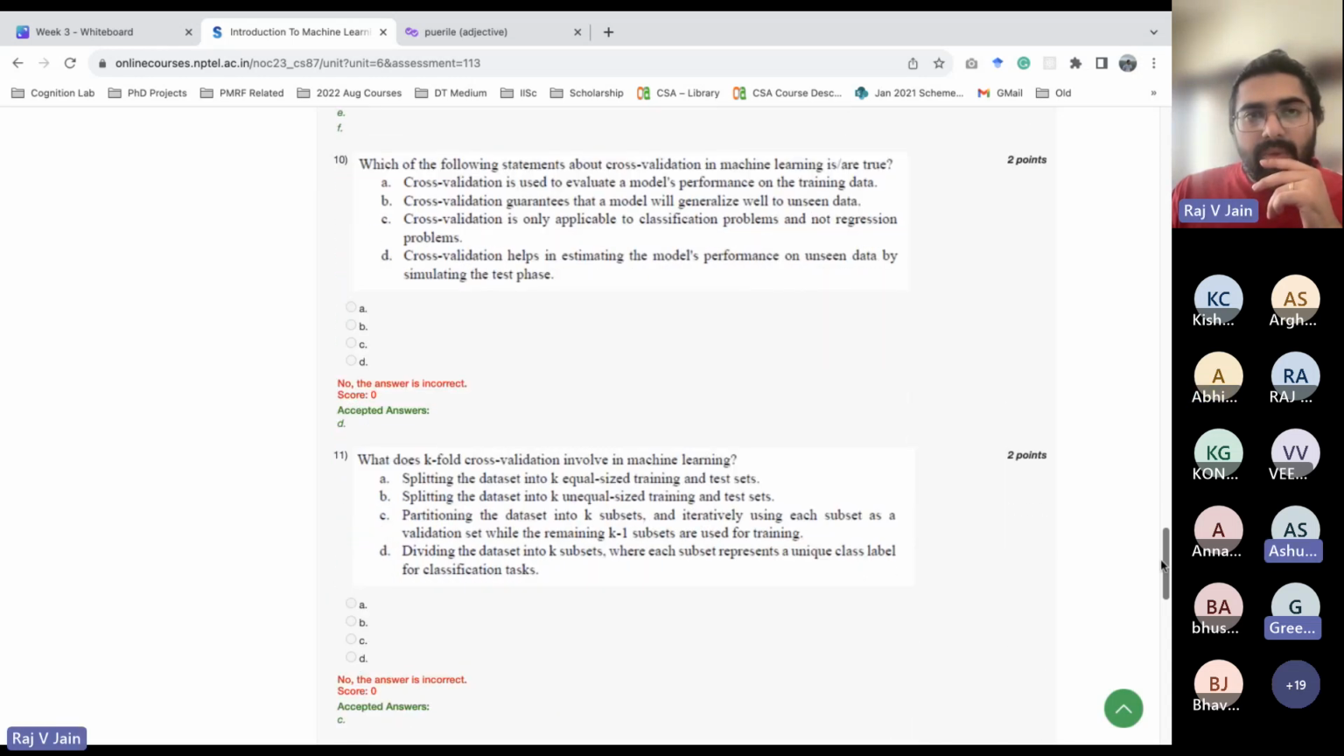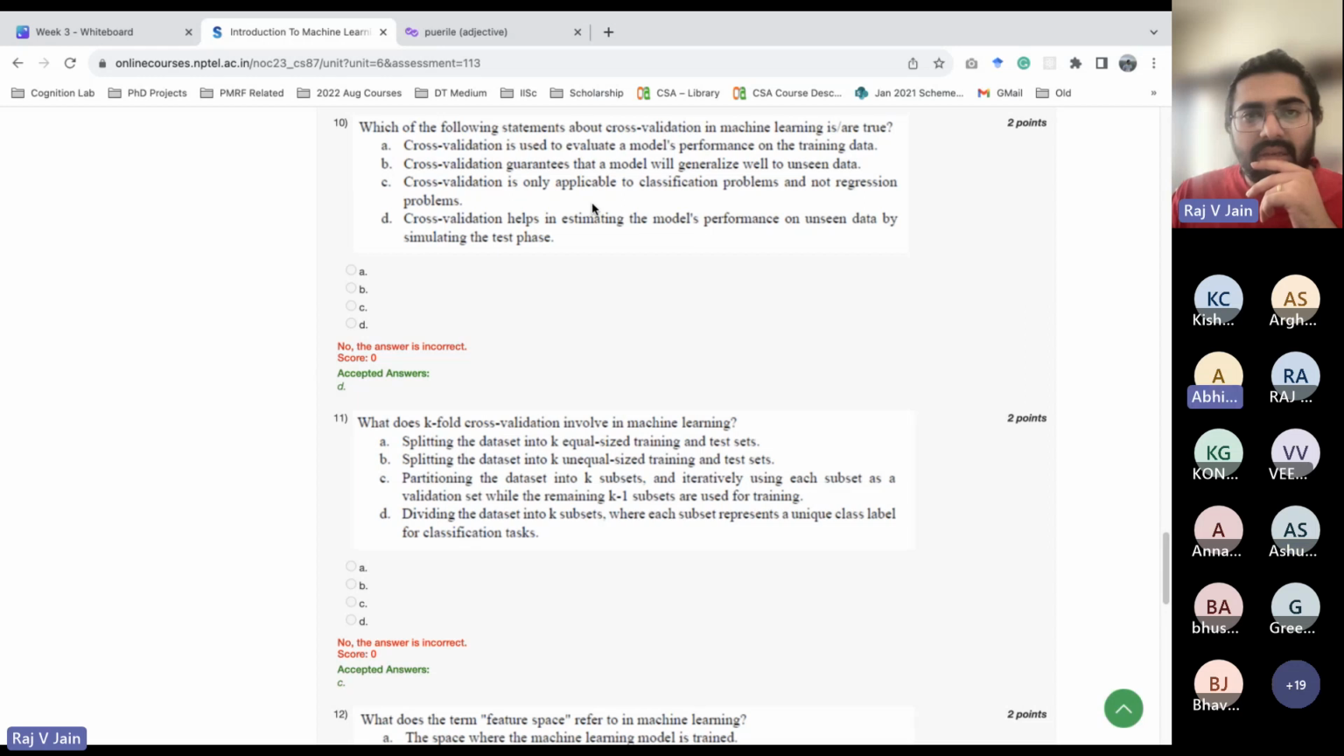Okay. Question number 10. Any thoughts? I thought A. I put A, but it got a 0 here. The correct answer they said is D. Well, I think both are correct, frankly.